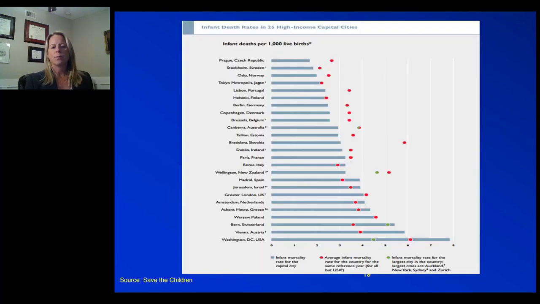This is an interesting figure from a recent publication illustrating that among the 25 countries with the highest income, Washington, D.C. and the United States represent the capital and the country respectively with the highest infant mortality rate per 1,000 live births. This is an alarming figure and certainly raises concern about the general care of infants and pregnant women in this country. There are multiple factors contributing to this within the country as well as specific to Washington, D.C.